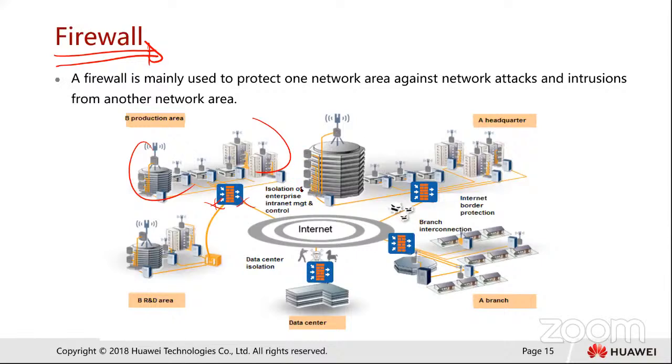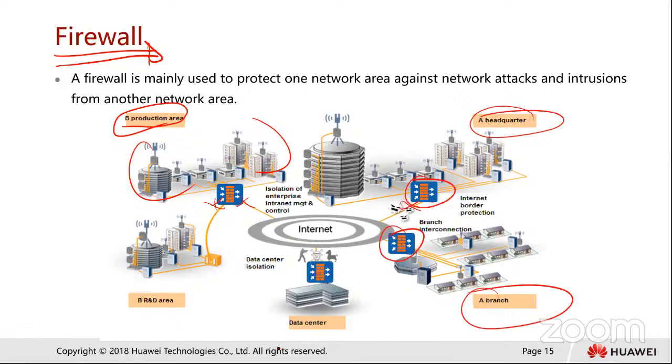Like you can see in this picture here, we have different areas. We have the production area, the headquarters, and we have our firewalls here to protect us. We also have here our branch area. We have our data center, and we have firewalls there. We have our registration and distribution, and we have our firewalls that are going to help protect us from the internet and also from other network areas.